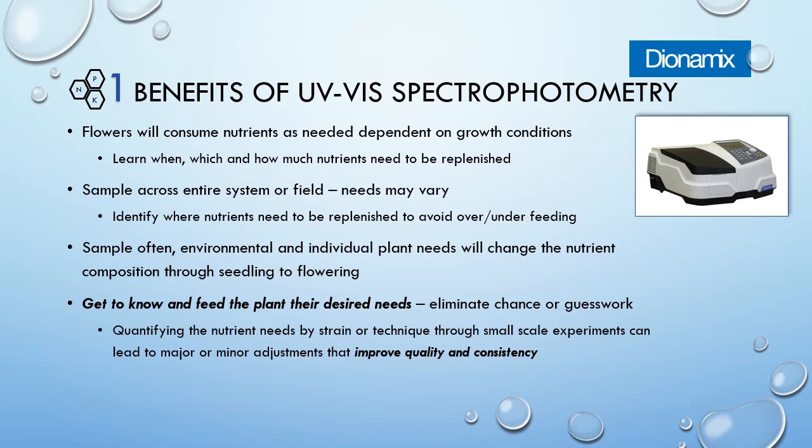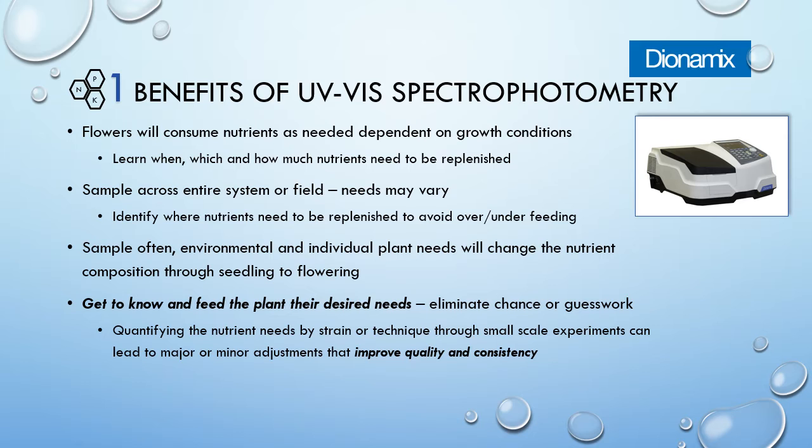Let's go over a few of the benefits of using UV Vis spectrophotometry measurements. Firstly, you can learn exactly when to make adjustments, which nutrients and how much needs to be added and replenished during the growth to flowering stages. You can also identify which part of the crop, if you've got a large field, needs to be replenished to avoid over or underfeeding in particular areas.